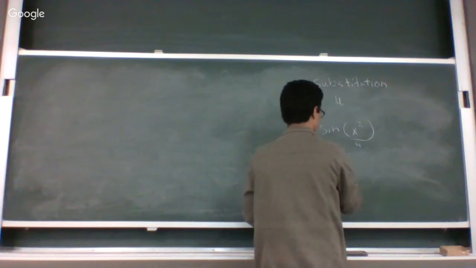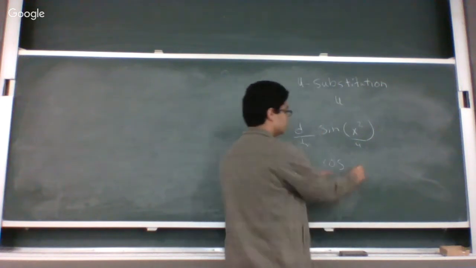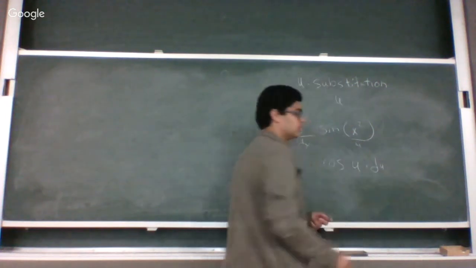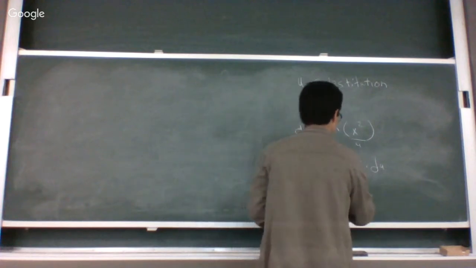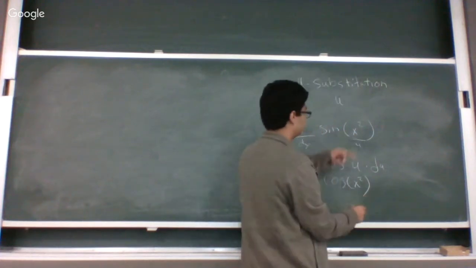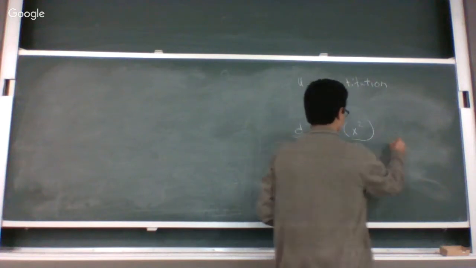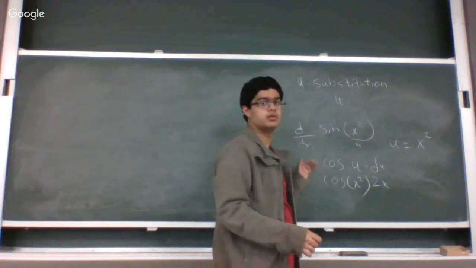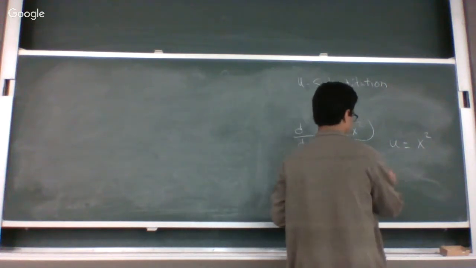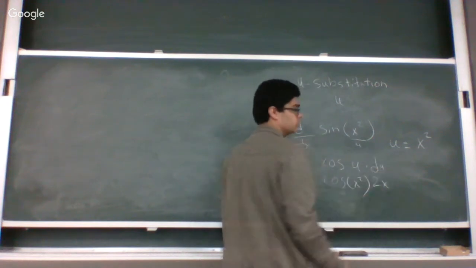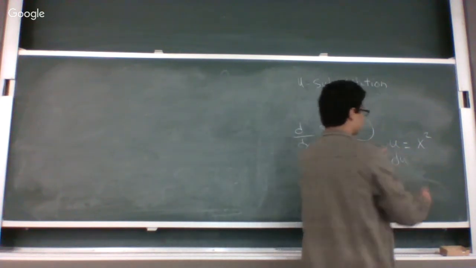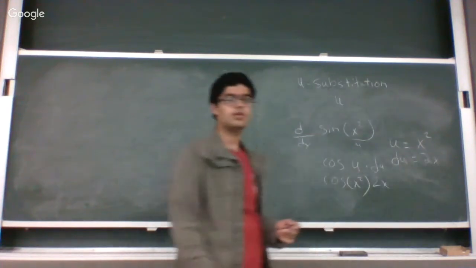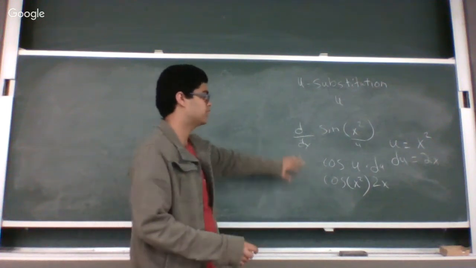Derivative of sine is cosine. Cosine of u times du. Okay? So cosine of x squared, and the derivative of u would be 2x. We set u equal to x squared. You don't have to write du dx. You do du. Just u, and then the derivative of that would be du equals 2x. That's like the basic foundation idea of the chain rule.